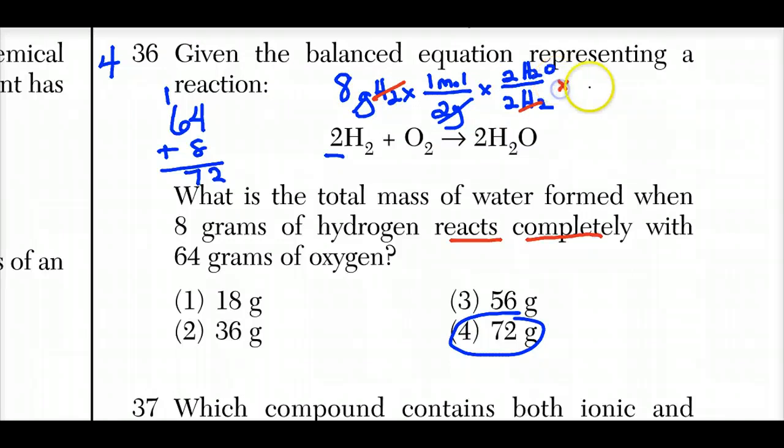And if you want grams, you're going to get rid of your mole. 1 mole is how many grams of water? If you did a formula mass, it's 18 grams. And if you did 8 divided by 2, which is 4, times 2 divided by 2, which is essentially 1, and 4 times 18 is your 72 grams of water.